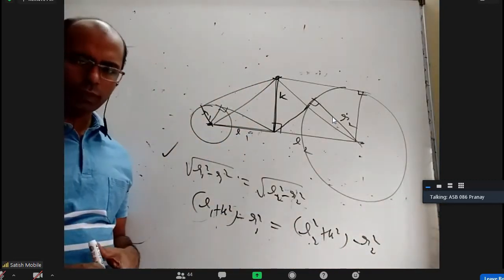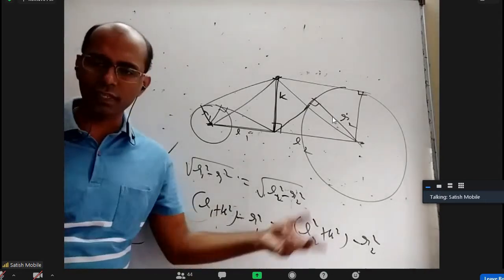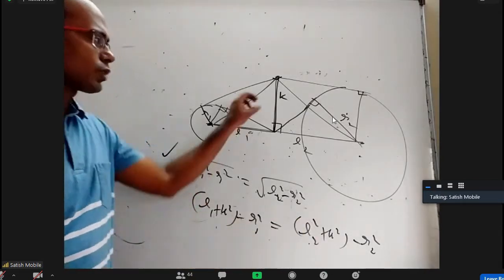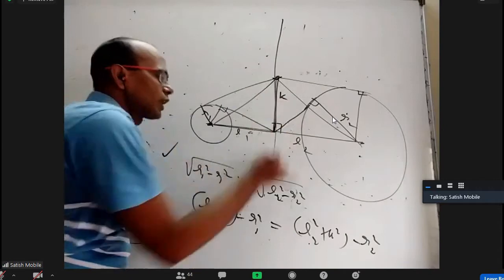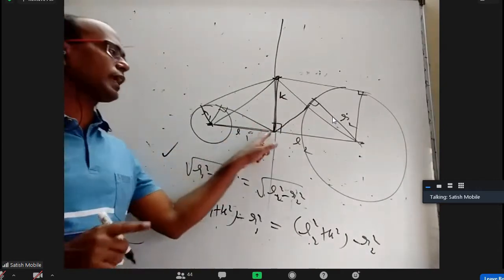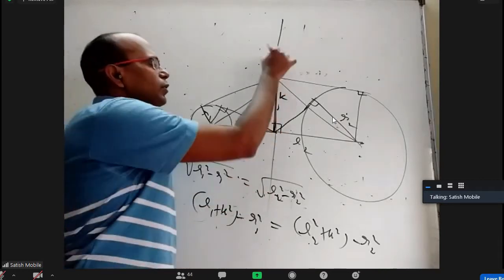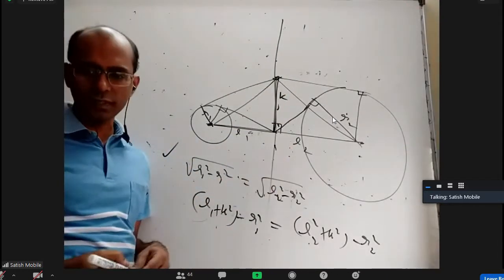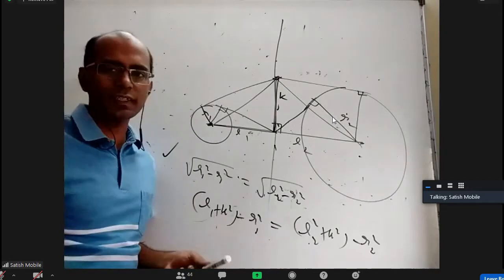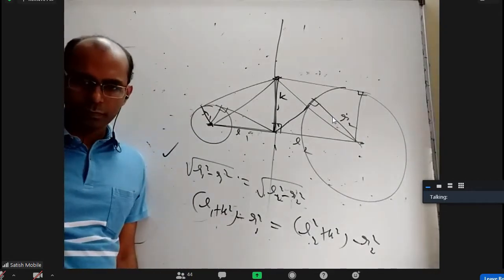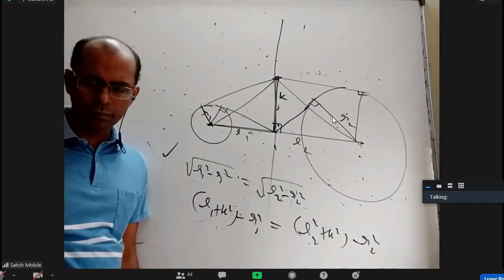Yes, because only k square is added to each, and whatever k you take, it is true. So as you increase k, this whole line: if you can find one single point on the line joining centers from which lengths of tangent to both circles are equal, everything above that, everything below that, from that also lengths of tangents should be equal. That's why the radical axis comes as that vertical line. Is it okay? Yes, sir.